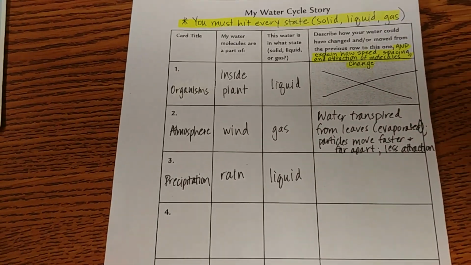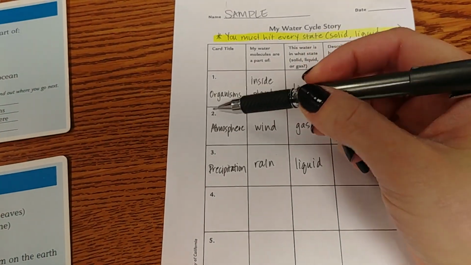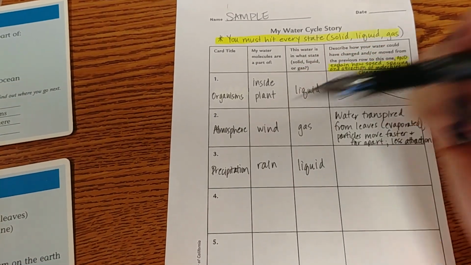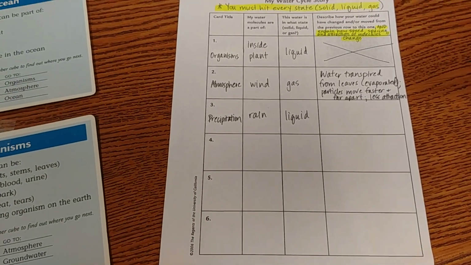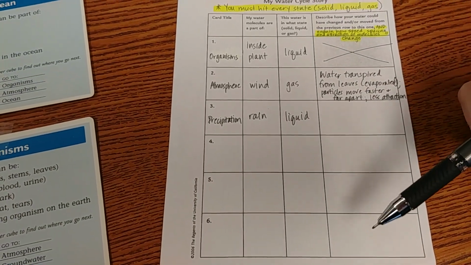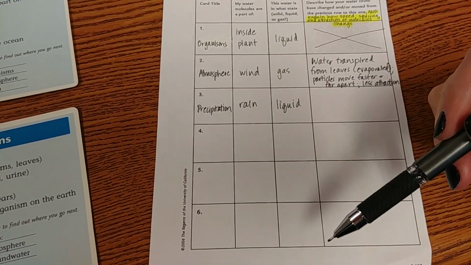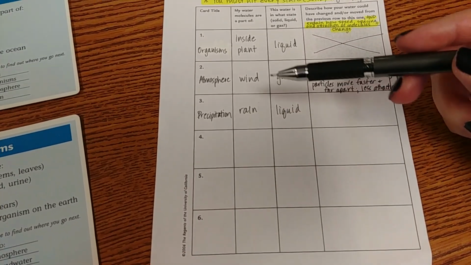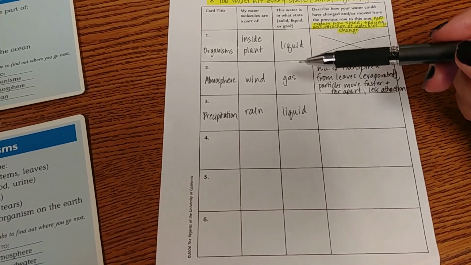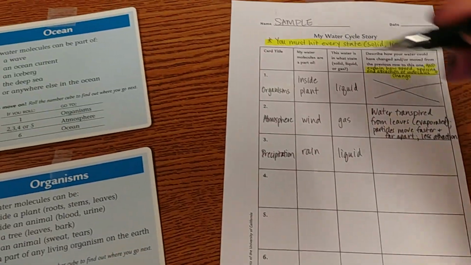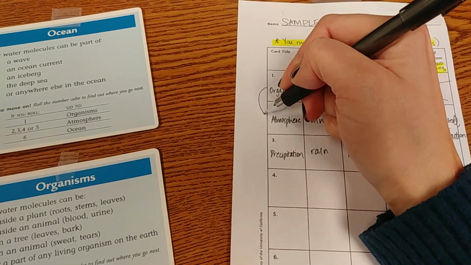So what it's saying is that when you actually put this into a story, you only need to choose 3 stops. So there might be some steps that don't make a lot of sense to you. There can be parts that you take out. I mean, you can do the entire story if you want from top to bottom. That's up to you. But you at least have to do 3 stops, and you have to hit every state of matter.